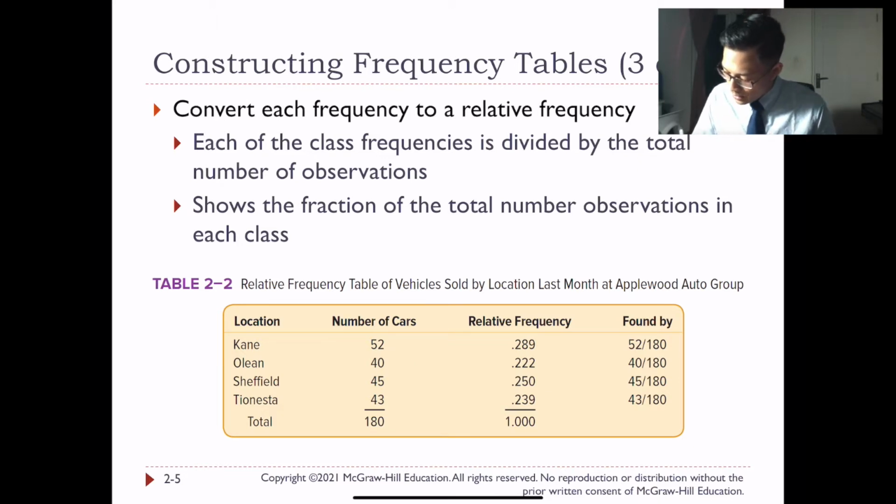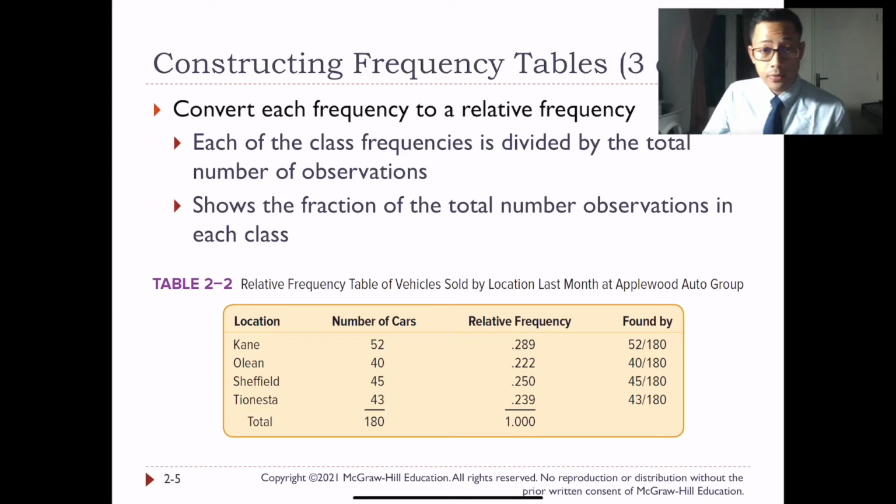So basically here, 0.289 can be calculated by dividing 52 by the total number of cars sold. And then we can also get the share of vehicles sold in Tionesta of 0.239 by dividing the number of cars sold in Tionesta by the total number of cars sold, which is 180. Relatively straightforward.